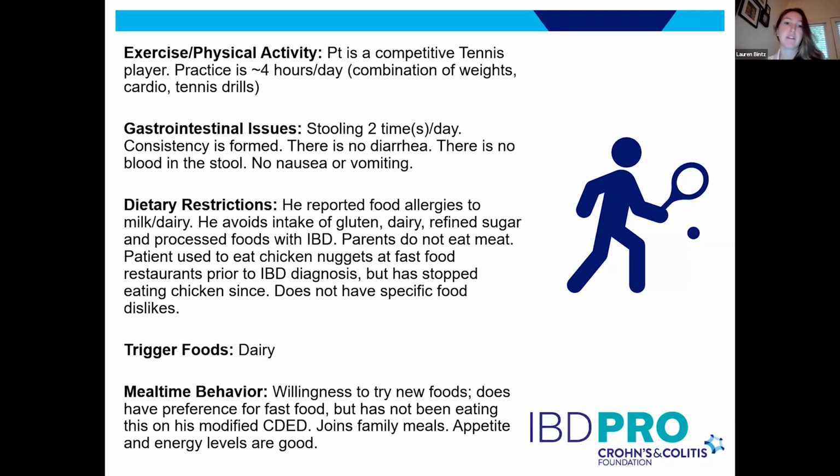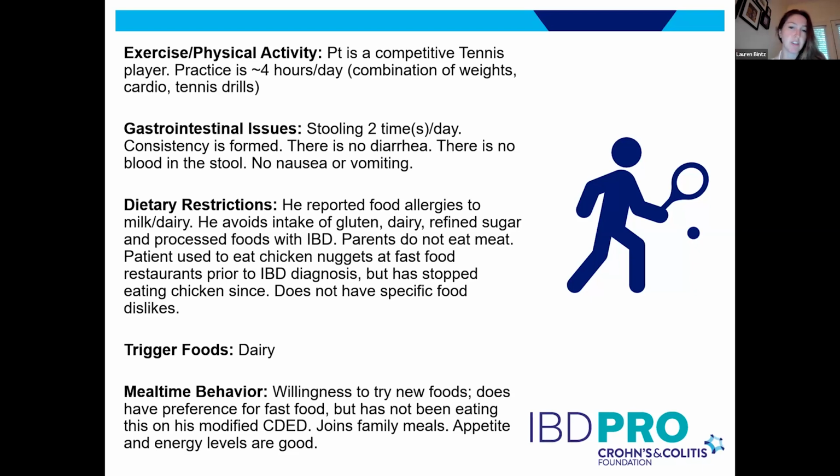He had reported food allergies to dairy, and he had noted that he felt dairy was a trigger as well for his Crohn's. He began avoiding gluten, dairy, and refined sugars after his diagnosis of IBD. The parents did not eat meat.